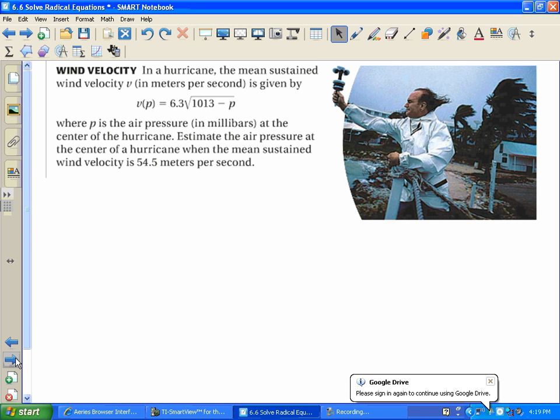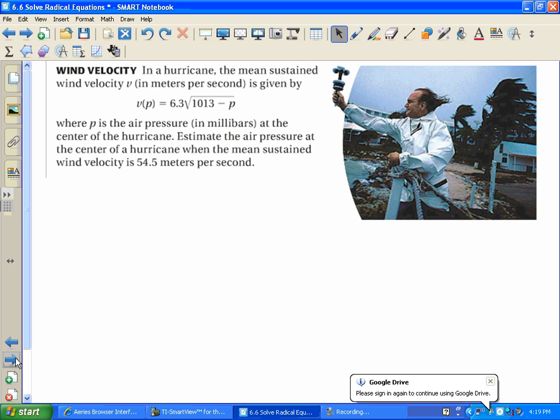All right, last problem. Wind velocity in a hurricane. Mr. Wood, do we really have to do a word problem? I will tell you that this word problem is easier than the last checkpoint problem you did. But there's so many words. So, read them. Figure out what the question's asking.